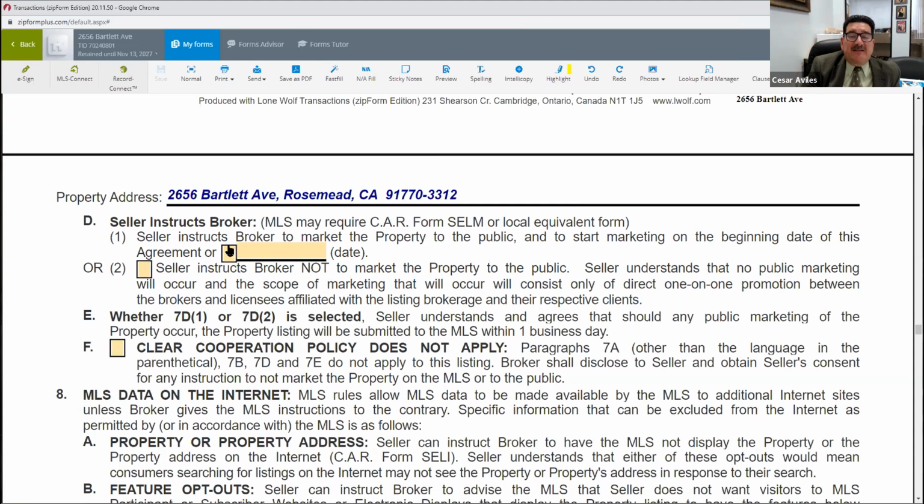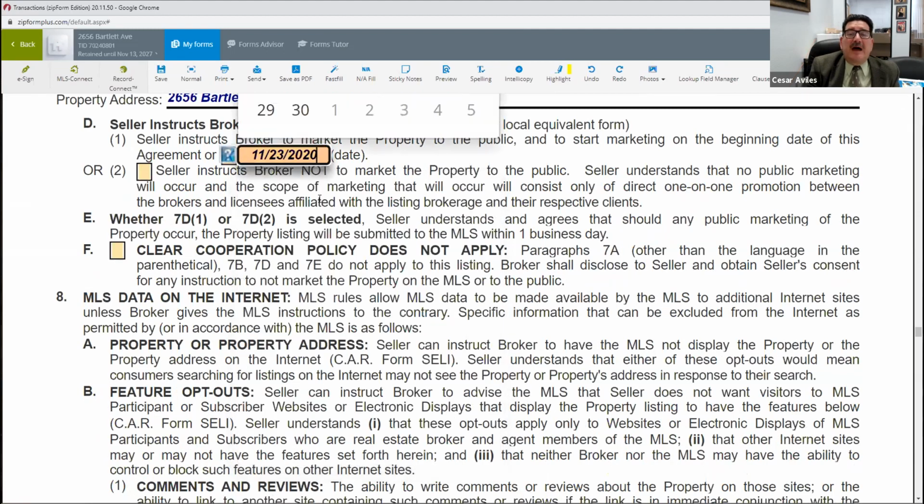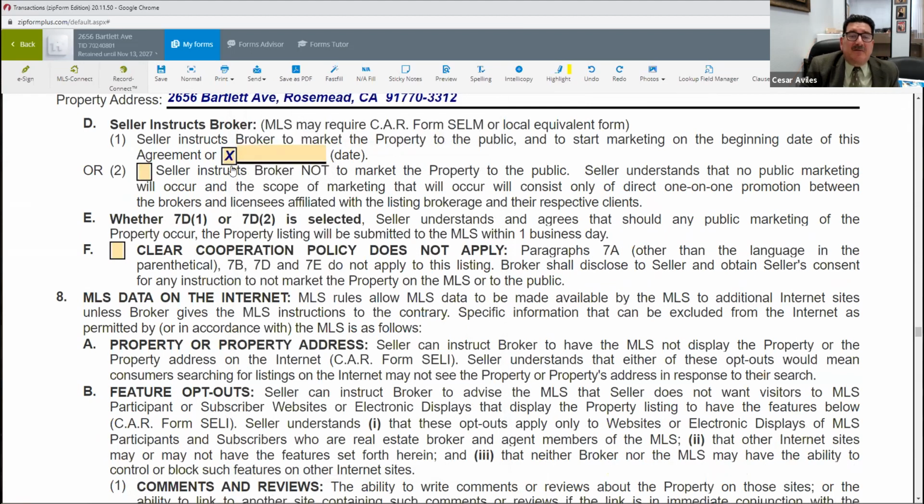In the event that the seller says, Cesar, I'm not ready, my movers are coming, I'm going to stage the house, you can do this. The seller gives instructions to the broker to market the property, and we want to start on November the 23rd. Yes, you can do that, but watch out, don't be soliciting buyers for that transaction. Okay, now the seller can tell you, please do not, I am a movie star, I don't want people bothering me, I want you to sell it just to your own people or whatever.